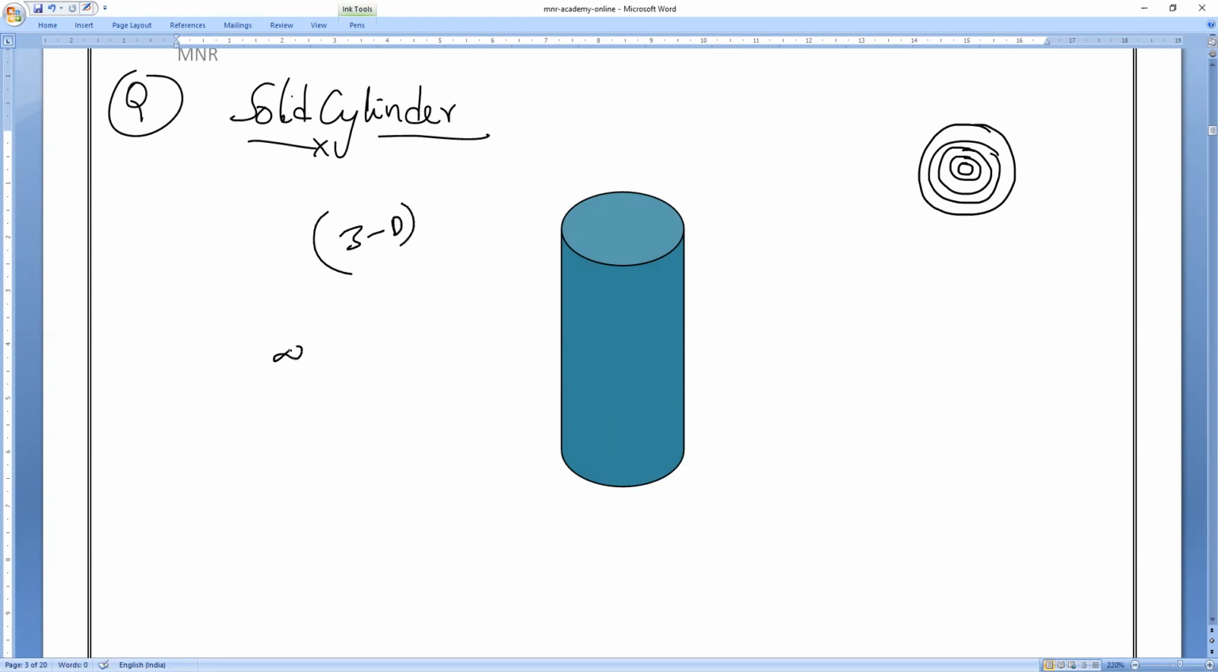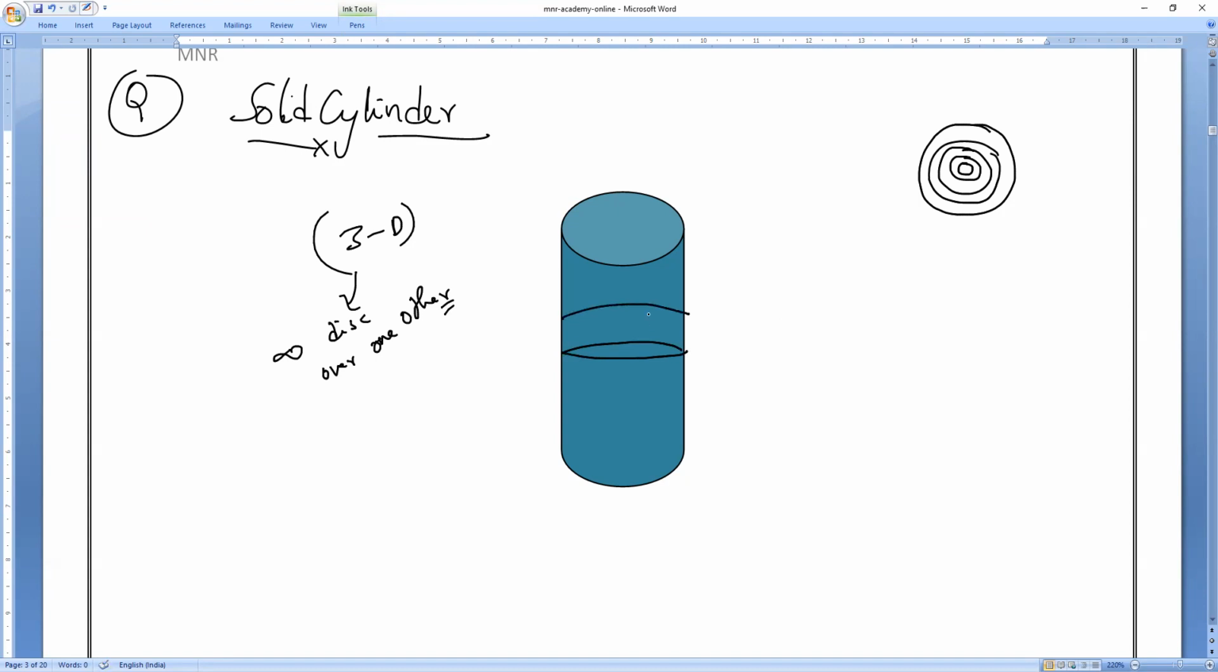So this is also formed by what? Infinity number of discs placed one over another. Understanding, all of you? So when an infinity number of discs are placed on one another, we get the solid cylinder. So I will select a particular disc in the solid cylinder.